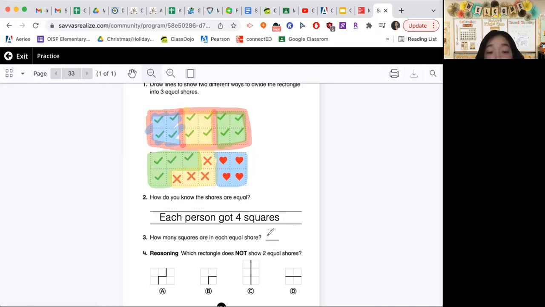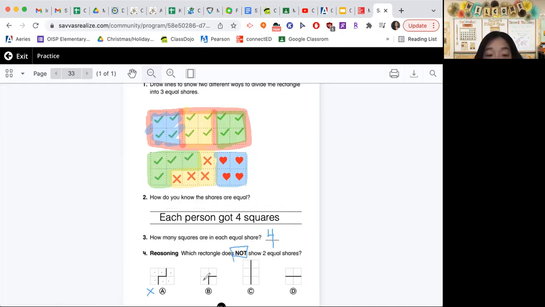And then the last question is, which rectangle does not show 2 equal shares? So let's count them. Here we have 1, 2, 3, and then 1, 2, 3. Is that equal? Does each person get the same amount? Yes. So it can't be A because A is equal. We're looking for the one that's not.